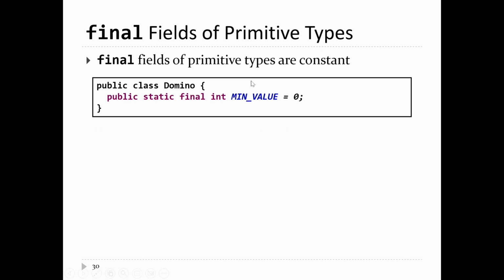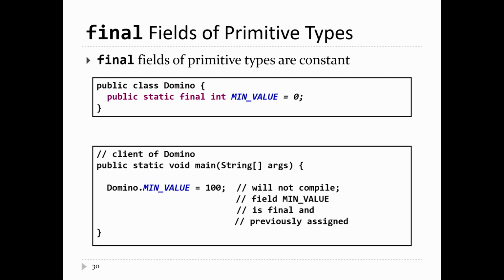If you have a field whose type is primitive, and it's marked final, then it really is a constant. If someone tries to change min value by writing domino.minValue equals something, the compiler won't compile it. The compiler will indicate min value is final and already assigned a value.